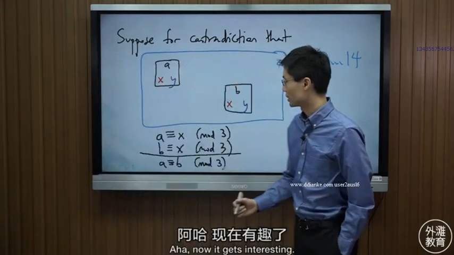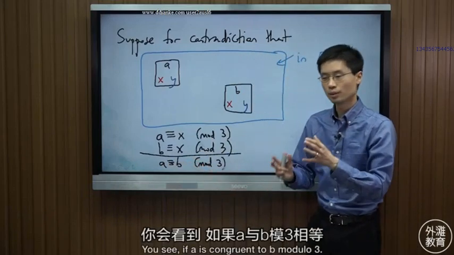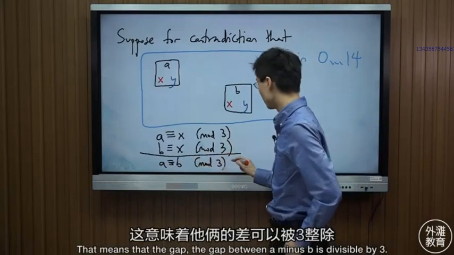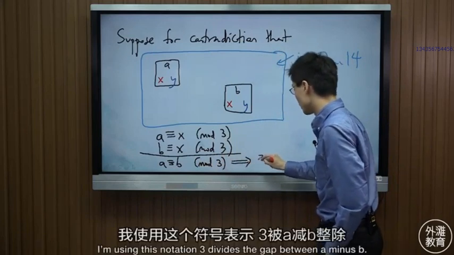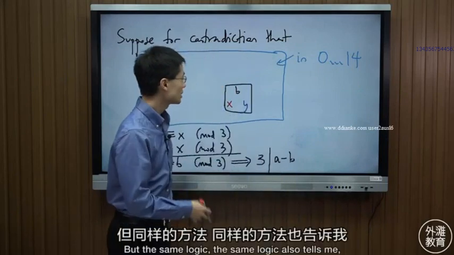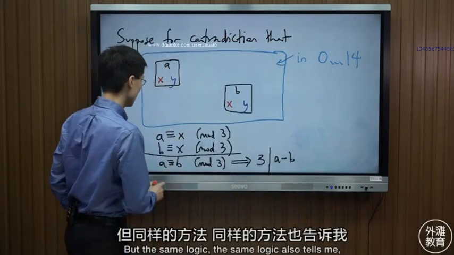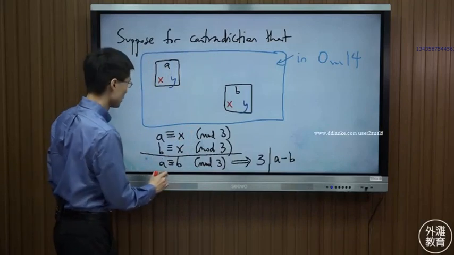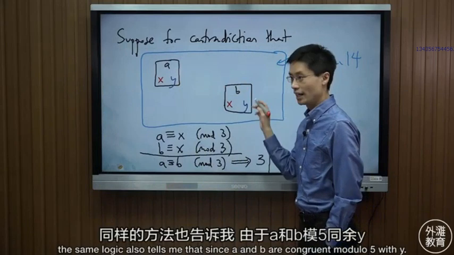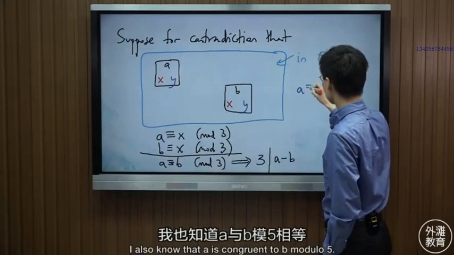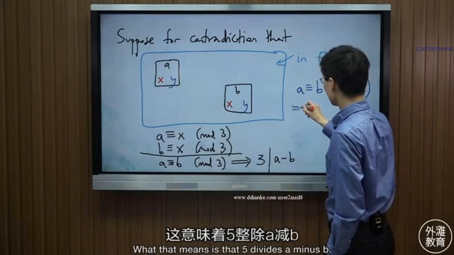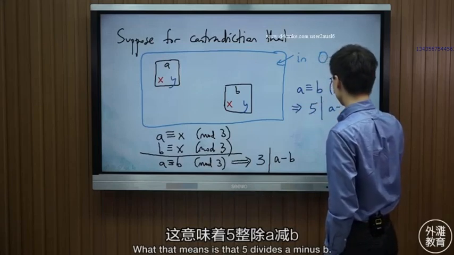Aha! Now it gets interesting. You see, if A is congruent to B modulo 3, that means that the gap between A minus B is divisible by 3. I'm using this notation: 3 divides the gap A minus B. Okay. But the same logic also tells me that since A and B are congruent modulo 5 with y, I also know that A is congruent to B modulo 5. What that means is that 5 divides A minus B.